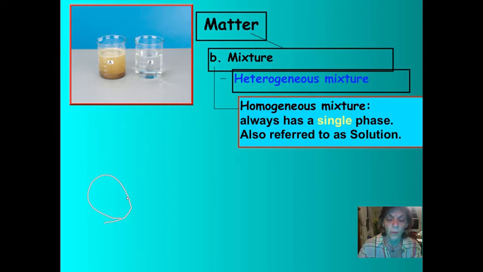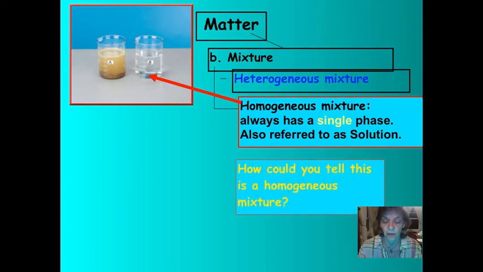In a homogeneous mixture, the mixture always has a single phase, a single substance that you can't tell the difference between the parts. So mixture means there are parts, but if it has only one phase, you can't tell those parts apart. It's also referred to as a solution. That might be salt water or sugar water or who knows what. You put anything that will dissolve in water.